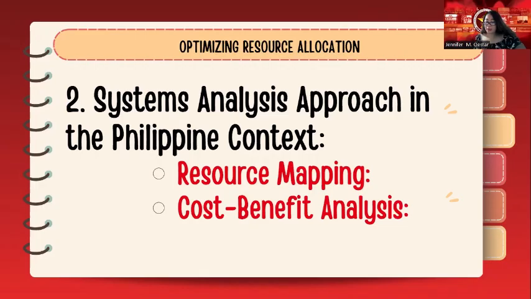Under resource mapping, we can identify all resources, including personnel, funding, facilities, and equipment that would be available or will have a chance to be given to the schools. Then for cost-benefit analysis, evaluating the cost effectiveness of different programs and services to determine which one would provide the greatest impact on student outcomes.